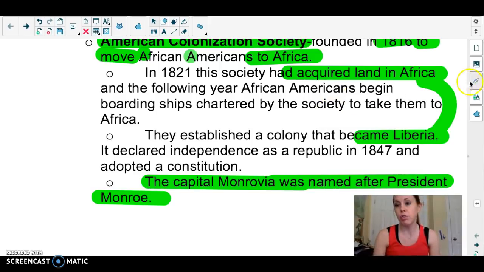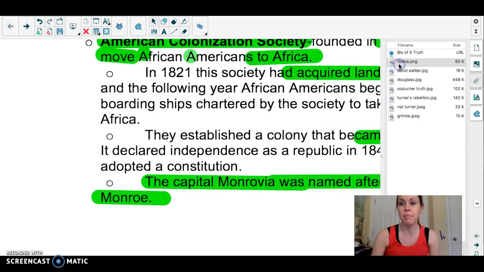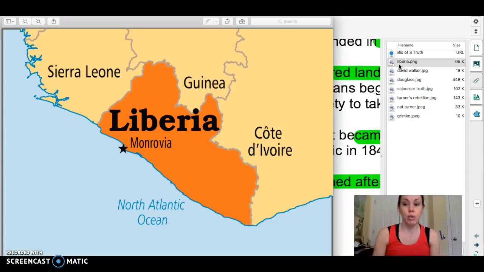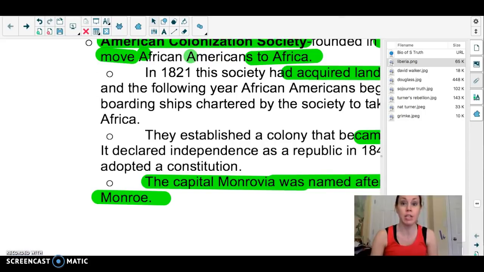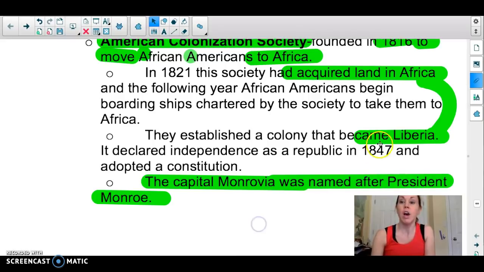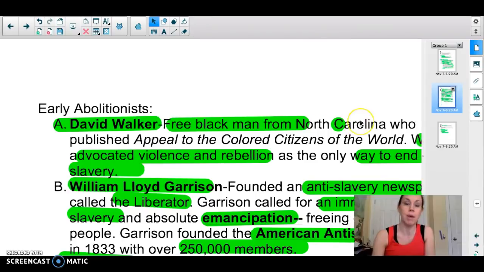I have a closer up map of that to show you. So there it is, the coast of Africa. Liberia is the nation. Monrovia is the capital, named after President Monroe. Still named that to this day. Okay, so some African Americans are going to go back to Africa, although it's not going to be nearly as many as you might think that choose that path.